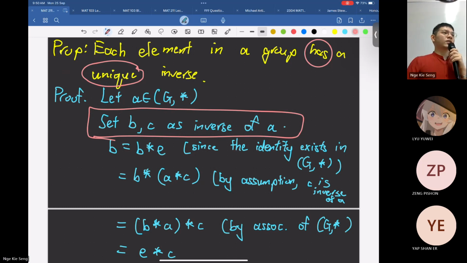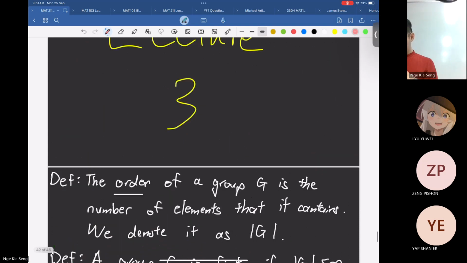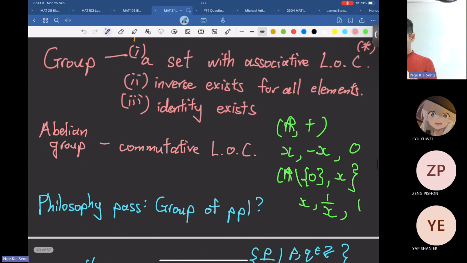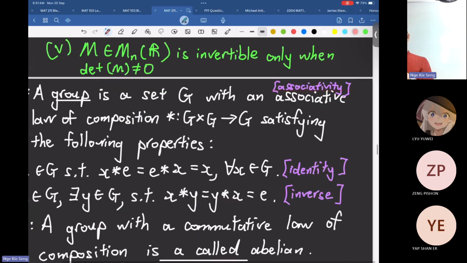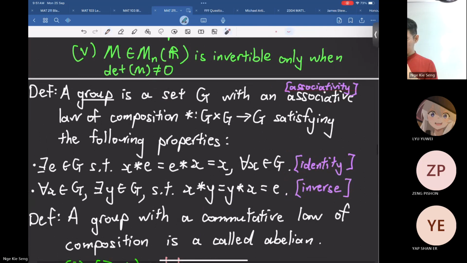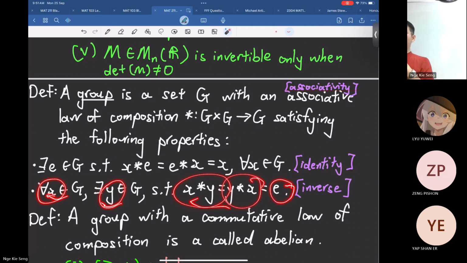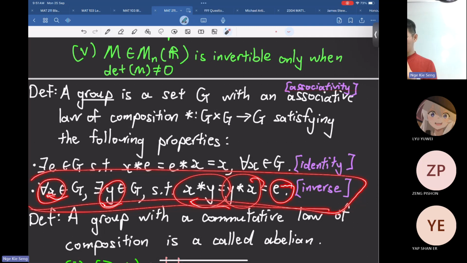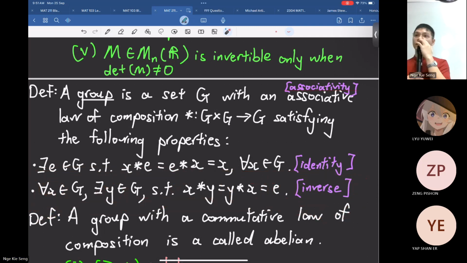G is group, and then what about group? G must have, so let's go back. G must have y for all x such that xy or yx equals identity. Okay, so this is the statement for the existence of inverse. So by group, you already have existence, but you don't have uniqueness. So this is what we're going to prove just now.